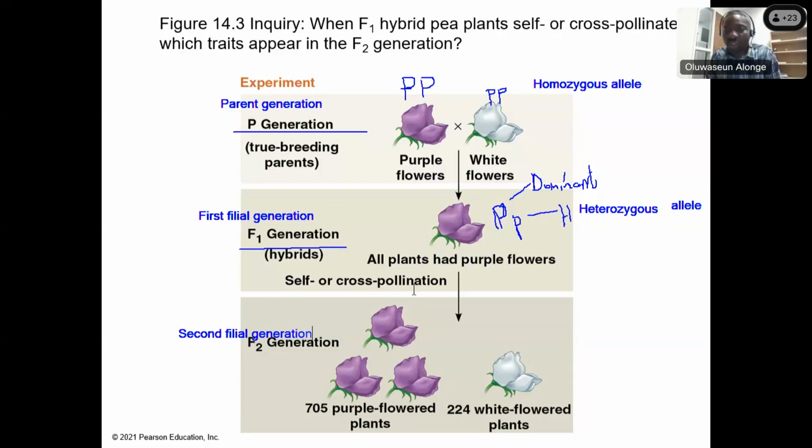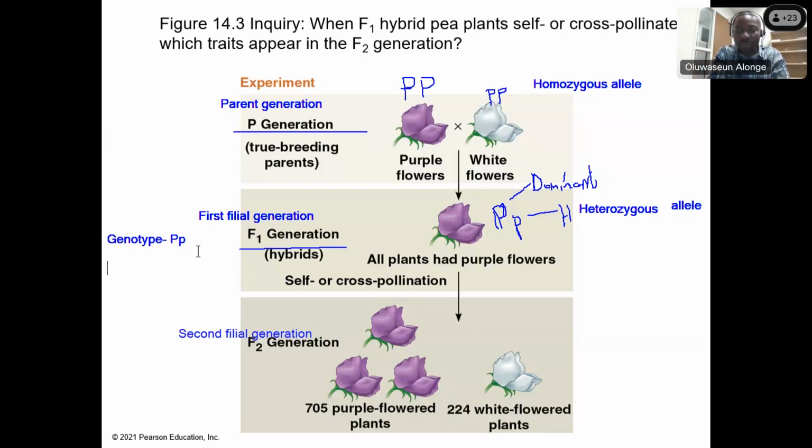All right. Now, in the first filial generation, all the plants are purple. Why? Because the uppercase P is the dominant gene, and the lowercase p is a recessive gene. The gene that is expressed is the dominant gene. That's the gene that affects the phenotype. So even though, look at this now, I'll write something here. For this F1 generation, the genotype is uppercase P and lowercase p. That's the genotype. They are both purple and white when you look at their inside.